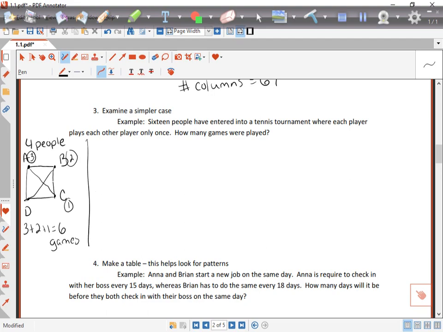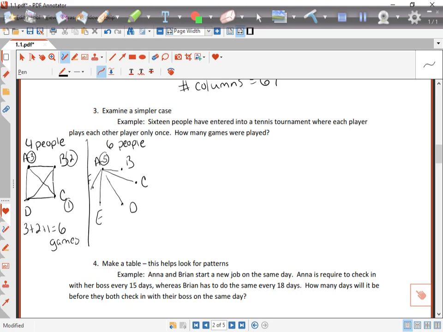Okay, we could do this again. This time, let's do a little bit bigger number and see if we can see some kind of pattern. Let's do 6 people. Okay, so we have person A, B, C, D, E, and F. Person A will play B, C, D, E, and F, and that would give us 5 games.